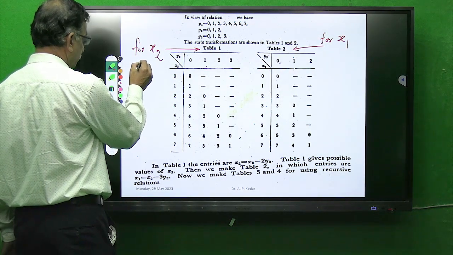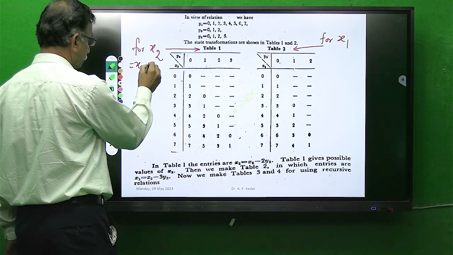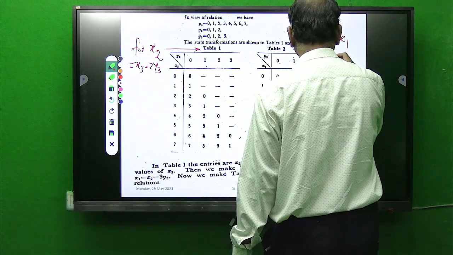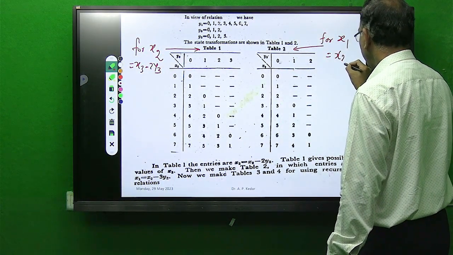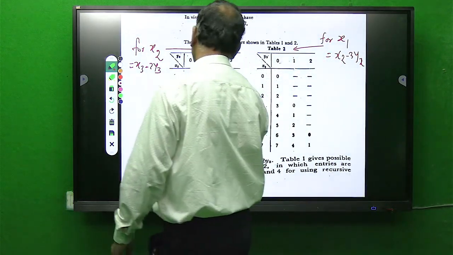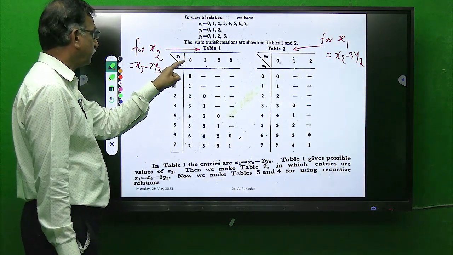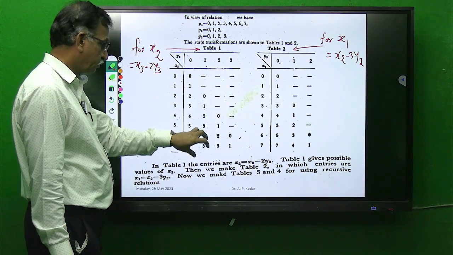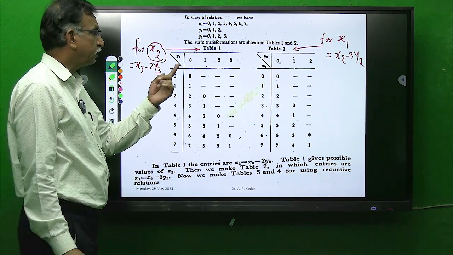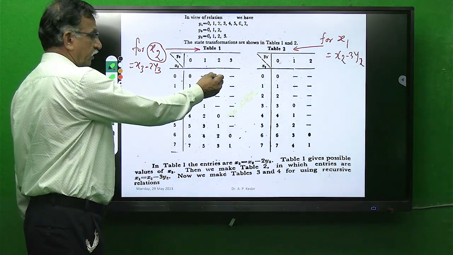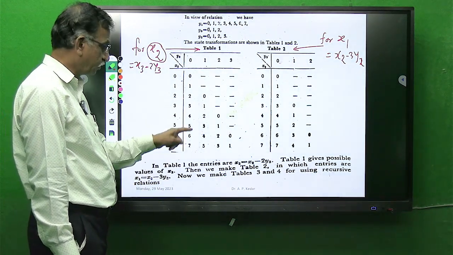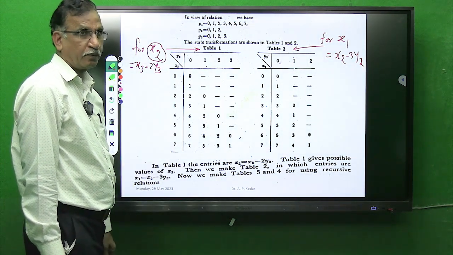We know how x2 and x3 behave. x3 behaves like x3 minus 2y3, that we have seen, and this particular table behaves like x2 minus 3 times y2. So putting these values of x3 and y3 in this equation, we get these values for x2. Wherever the condition was not satisfied, we keep those places as dash, and wherever the condition is satisfied, we write the value. Similarly we did for this particular table.